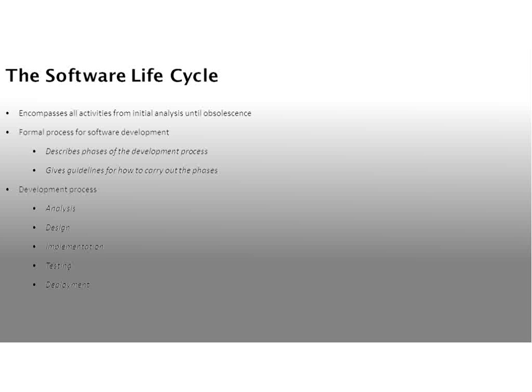Now next is software life cycle. So whenever you have to develop any software, you have to follow some steps. When you see the development process of software, you will see that there are basically 5 steps. First is known as analysis phase. Second is design, implementation, testing, and deployment. These are the 5 phases in the software life cycle.